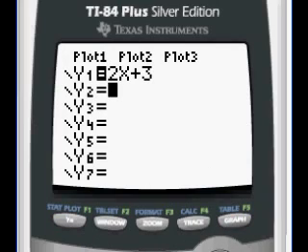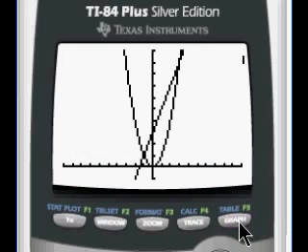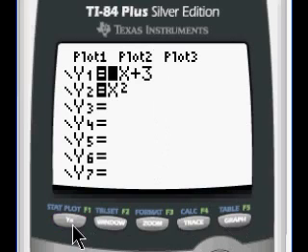We can enter more than one equation at a time. Let's look at x squared. And here is x squared and 2x plus 3 at the same time. Now let's say that I wanted to keep around the first equation, but I didn't want to graph it. I just wanted to look at x squared.